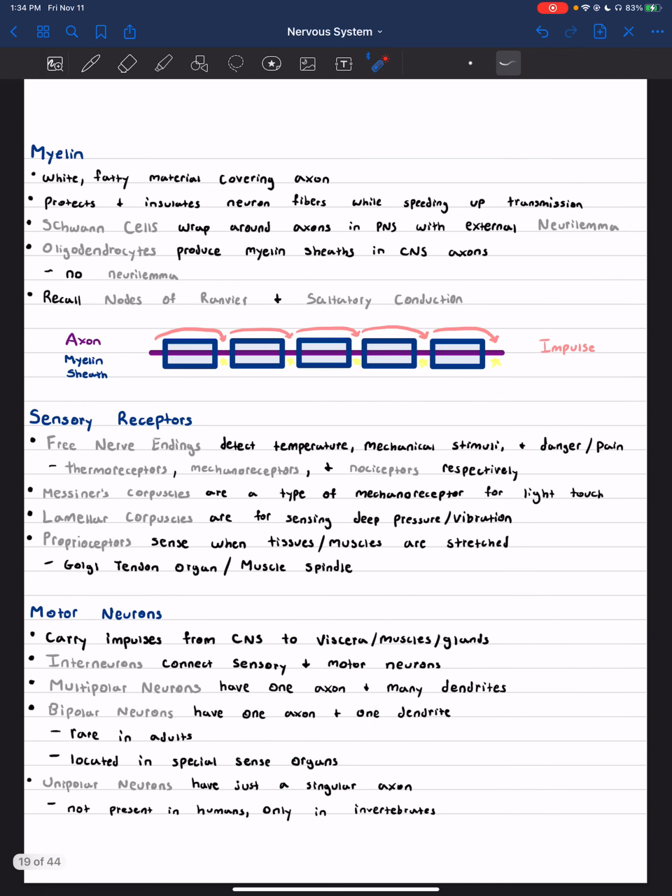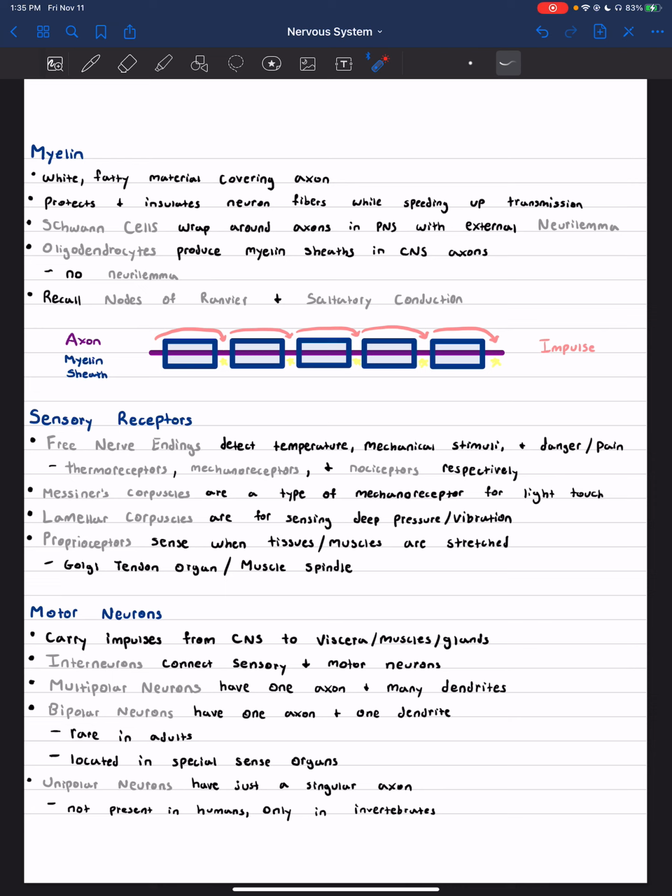Now, that being said, we will discuss myelin. So we touched on myelin a little before in the neuroglia video, but myelin is this white fatty material that covers, protects, and insulates neuron fibers and axons. And this allows the transmission of a nerve impulse to be sped up and propagated much, much quicker.